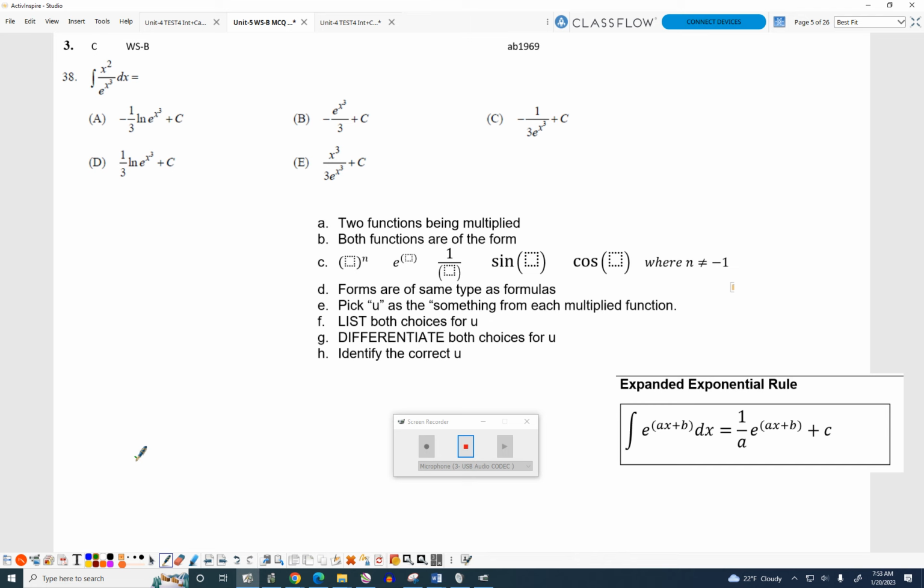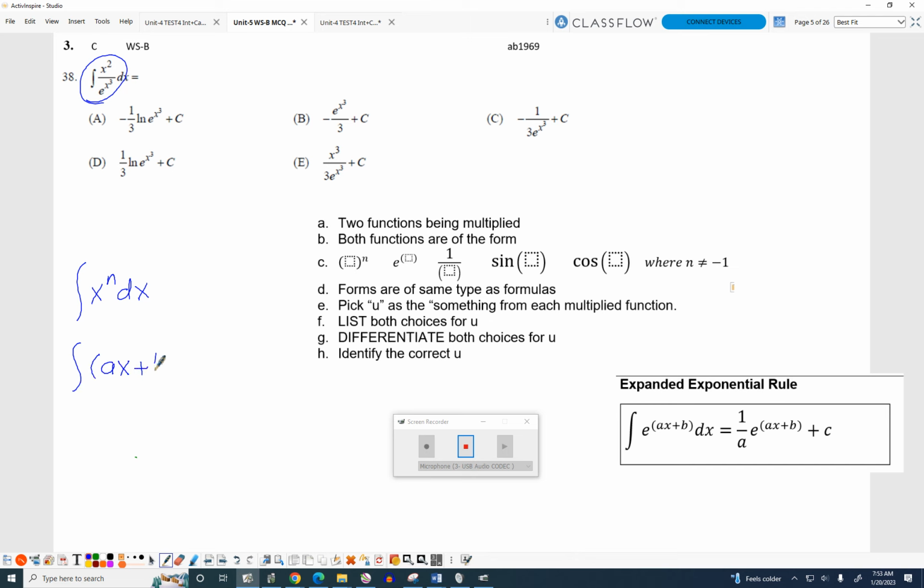First thing is you have to think of the rules and see if any rule will fit what we have in front of us. None of the rules are even close to matching because you only have 5 rules to use, and the rules are all really simple. They're things like the antiderivative of x to the n. Well, this is not the antiderivative of x to the n, so that rule doesn't fit. The expanded version of this rule is nearly a copy. It's the exact same thing, but instead of x, it's just ax plus b.